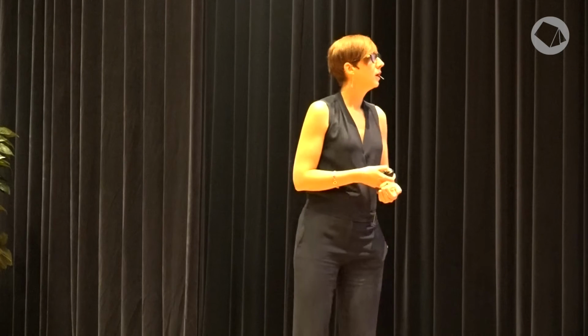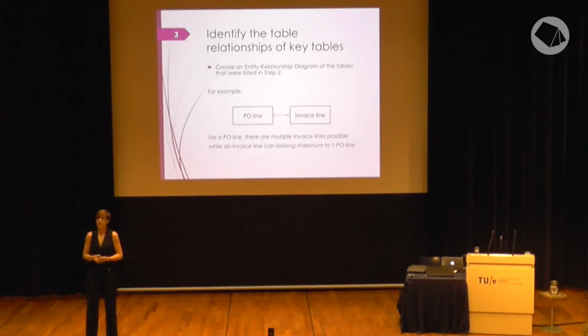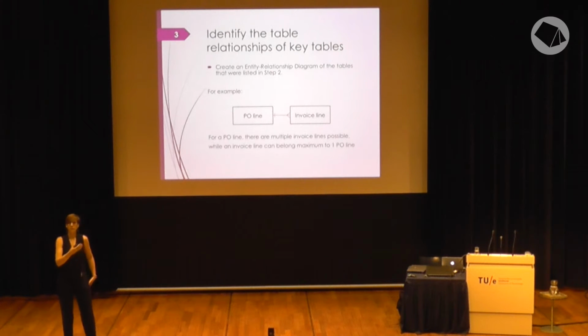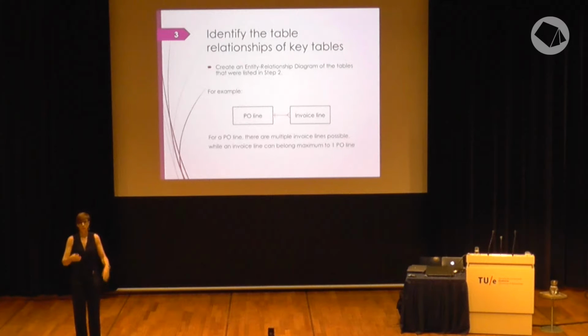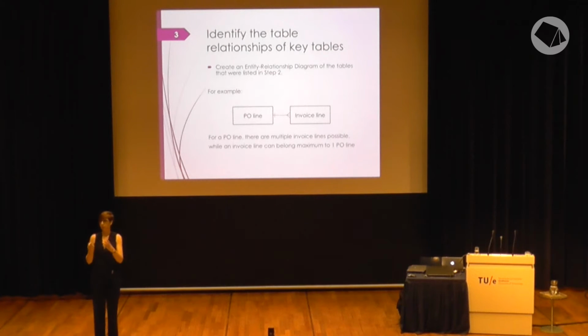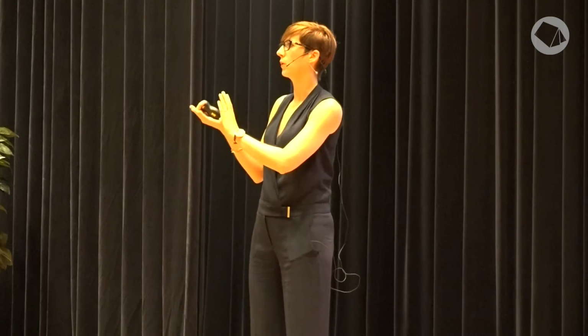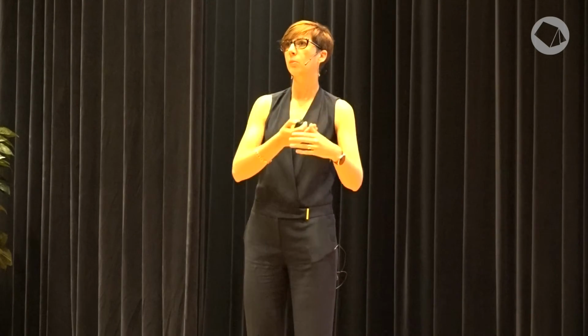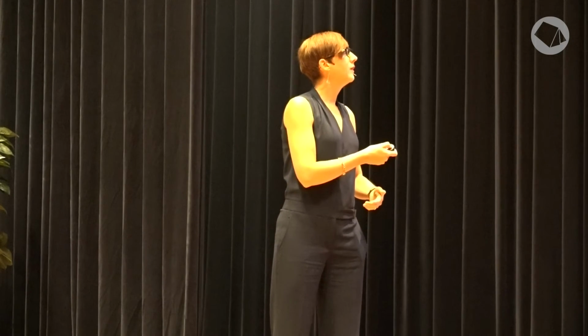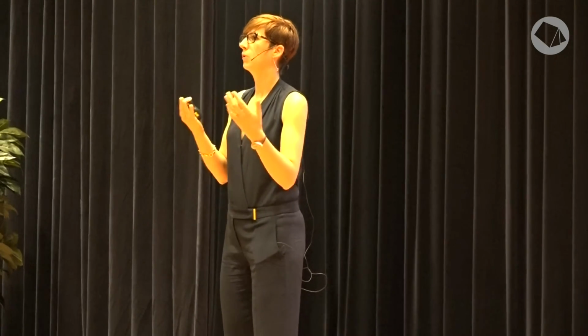So for example, if I draw these two rectangles, purchase order line and invoice line, the two rectangles represent two tables. One table with information on purchase order lines, and one table with information on invoice lines. And I draw a line between them, saying that I can go from a record in one table to a record in the other table via a primary key, for example, or a secondary key. And these marks tell me what the relation is between those two tables.